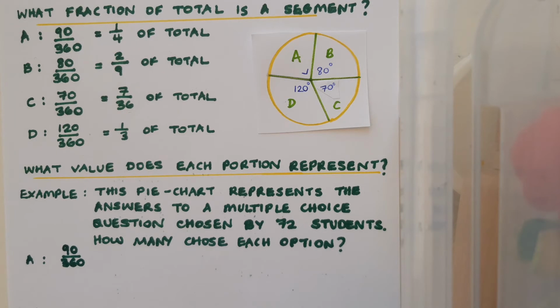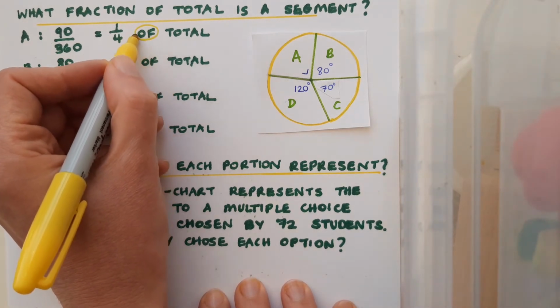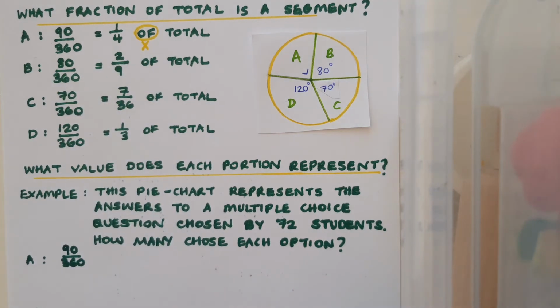So what I really want to do is find 90 over 360 of the total. Now, you might remember that "of" always means multiply. So I'm going to multiply my fraction by the total, and in this case that's 72 because there are 72 students in total. So on my calculator, I'll type in 90 over 360 times 72, and I'll get a result of 18. So that means 18 students chose option A.